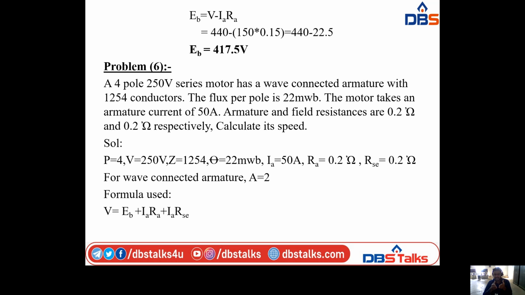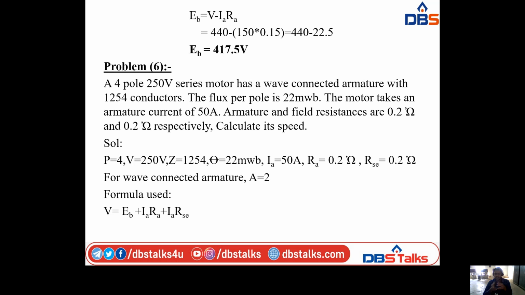Firstly we have to note down the data from the given problem. The number of poles P is equal to 4 and supply voltage V is equal to 250 volts, and Z, the total number of conductors, 1254 conductors, flux 22 milliwebers, armature current 50 amperes and armature resistance 0.2 ohms. Field resistance is 0.2 ohms, and they gave a wave connected armature, that means the number of parallel paths A is equal to 2.